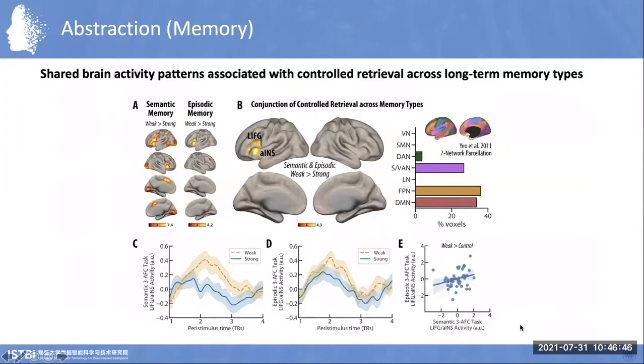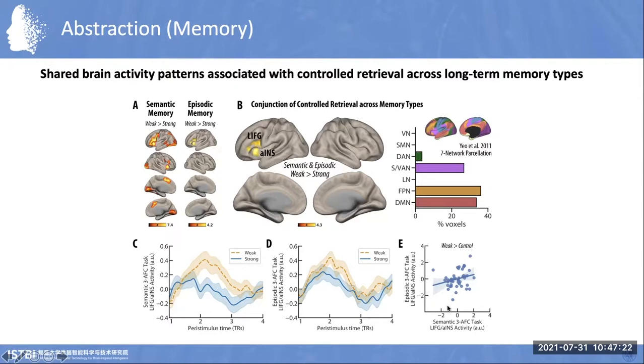So here, what we're doing is looking at the weak versus strong trials, as I explained earlier, both in the semantic memory context and the episodic memory context as well. What this has revealed is greater left lateralized activity in the retrieval of weak as opposed to strong memory traces across the two memory types, which you can observe, sorry, it's a bit small, in these memory specific instances, but you can also look at the conjunction of these control systems as well.